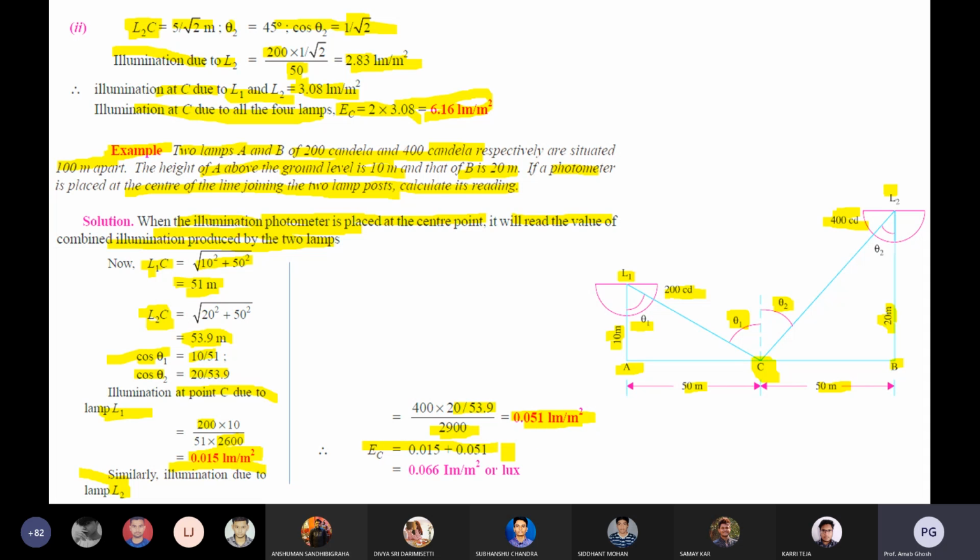If you add both of them at point C, what is the lumen per meter square? It is 0.051 plus 0.015, so 0.066 lumen per meter square at the last. So in that way you can easily find out such very simple numerical problems. You can easily find their illuminance or illumination at a single point.